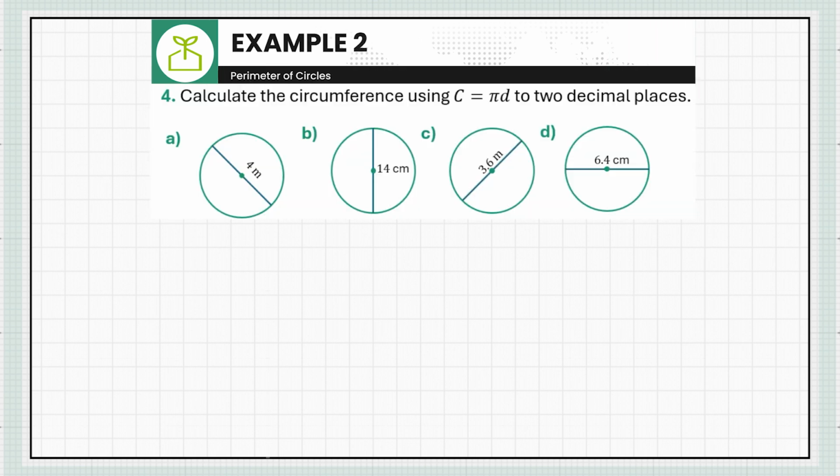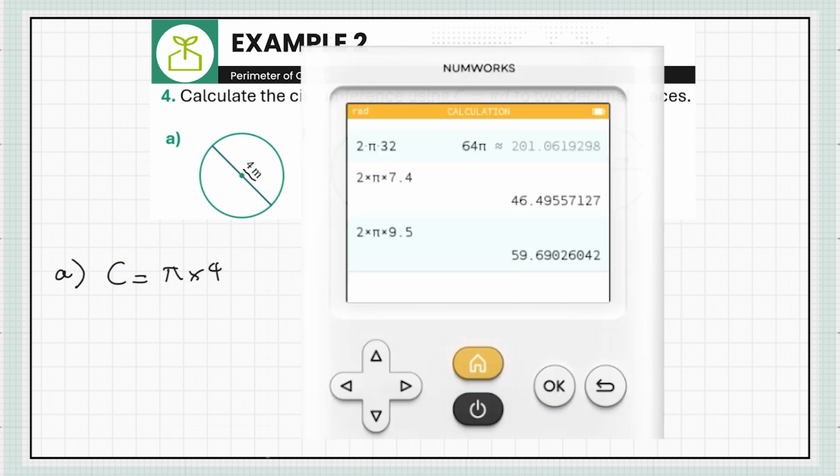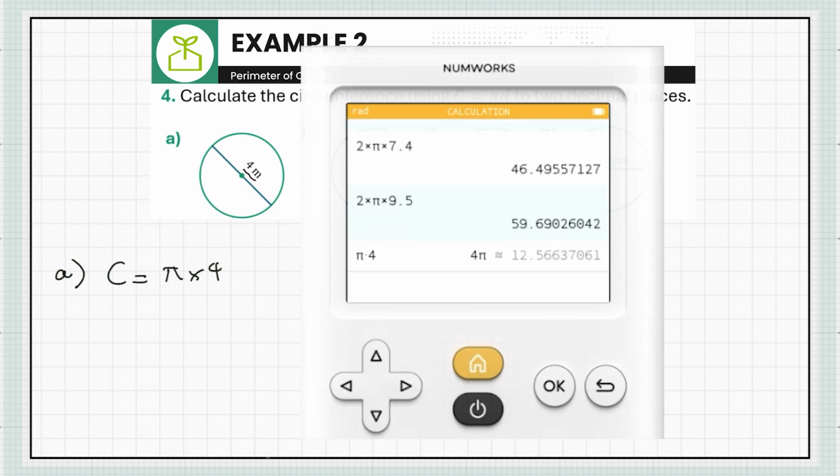Another thing we have to learn is that there is a different formula that we can use for calculating the circumference, and that is to use, instead of the radius, the diameter. So because we have the diameter equaling 2 times the radius, the formula changes to C equals pi times diameter. So for our first one, because our diameter is 4 meters, the circumference is going to be equal to pi times 4. And if we bring up our calculator, and we do pi times 4 and hit execute, we get 12.566, rounding up, that will be 12.57.